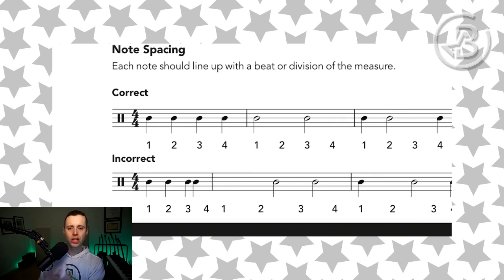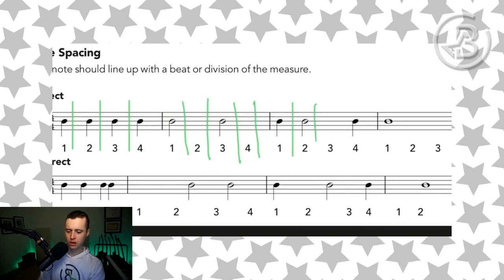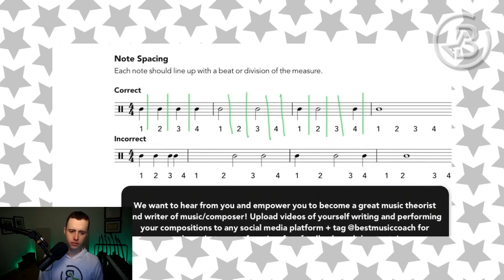So that means we're going to imagine in our minds that each measure is divided into 4 equal parts. See that? 4 equal parts to each measure. And what you're going to do is make sure that whatever beat or whatever count the note you're writing lands on, you're going to write it over that beat or count or over that division of the measure. Let's break down what that means.